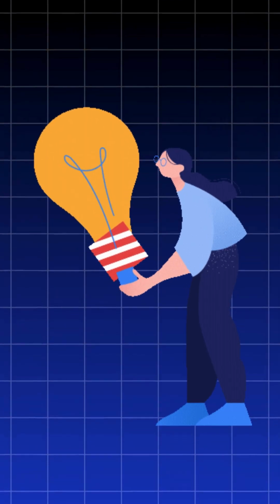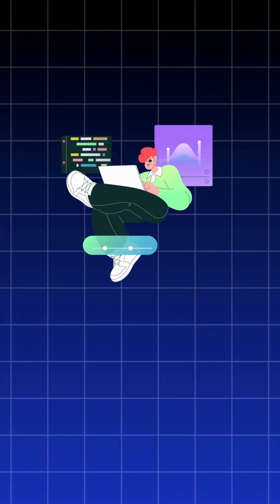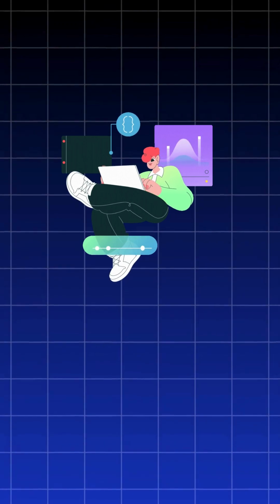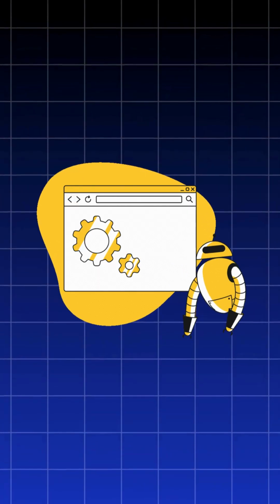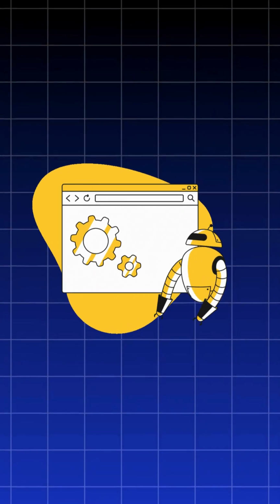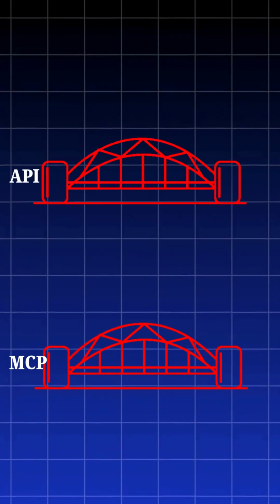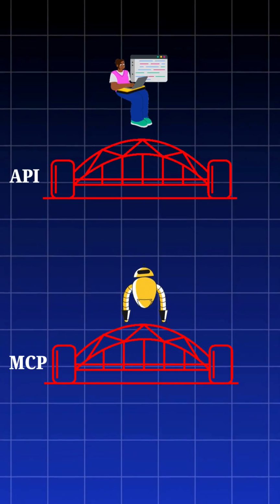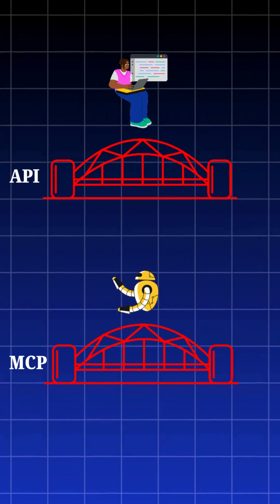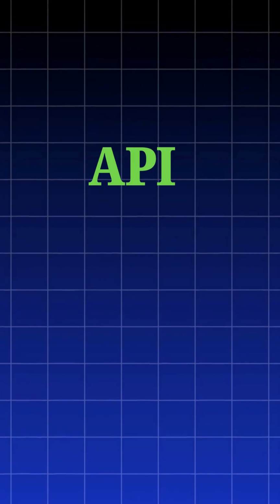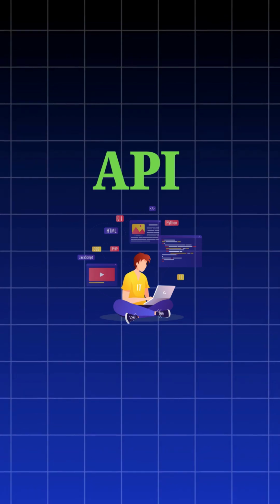Think of it this way. APIs are built for developers to connect software. MCP is built for AI models to connect safely with the outside world. Both are bridges, but they serve different travelers. So next time you hear API and MCP, remember: APIs empower developers. MCP empowers AI.